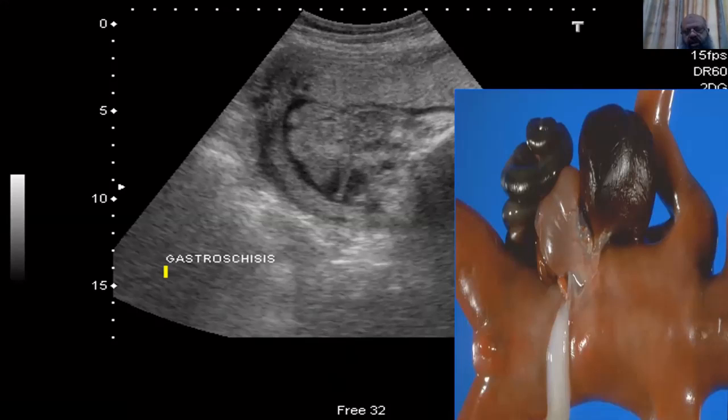Gastroschisis is usually a defect of the anterior abdominal wall and is not more serious as compared to omphalocele, because omphalocele is usually associated with chromosomal abnormalities, so it is more dangerous. Although it is covered with the membrane. But in gastroschisis, there is a danger of necrosis of the structures by the amniotic fluid. Otherwise, it is just a defect which can be repaired after birth.